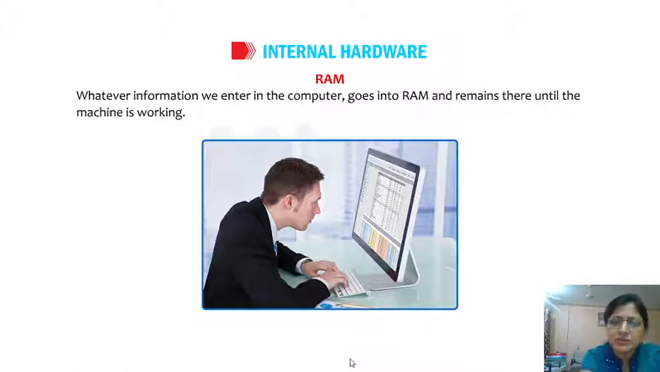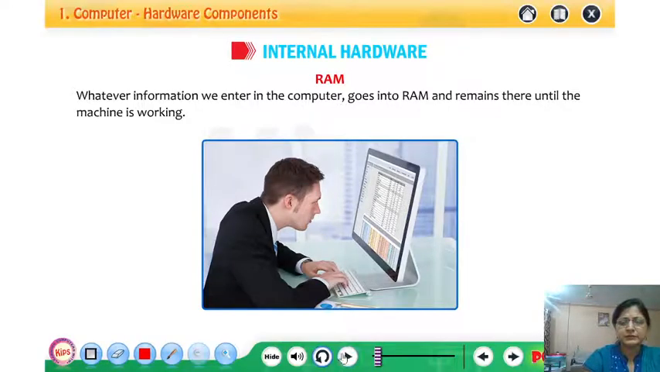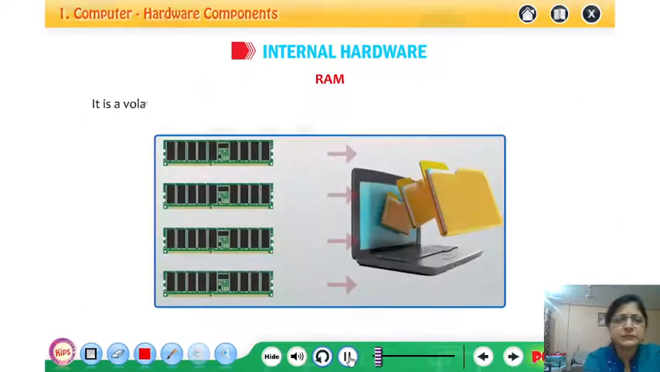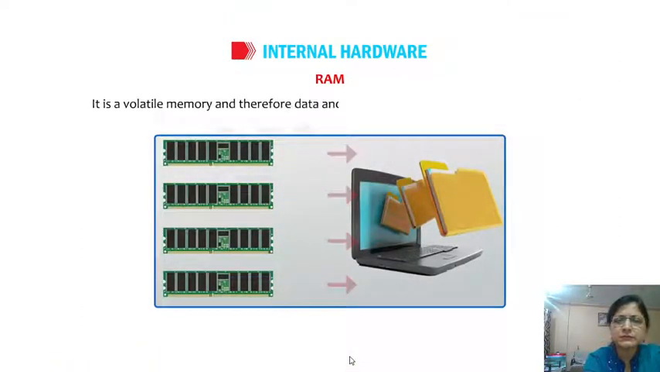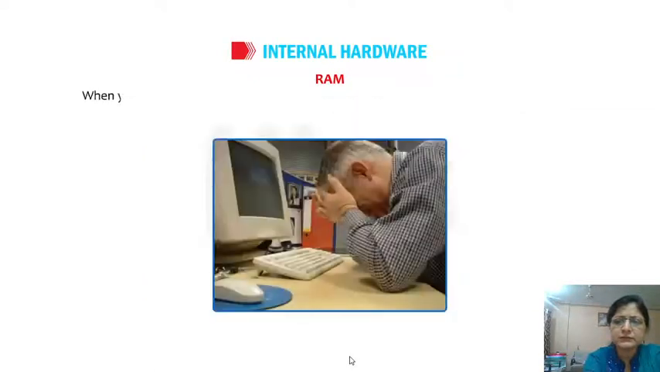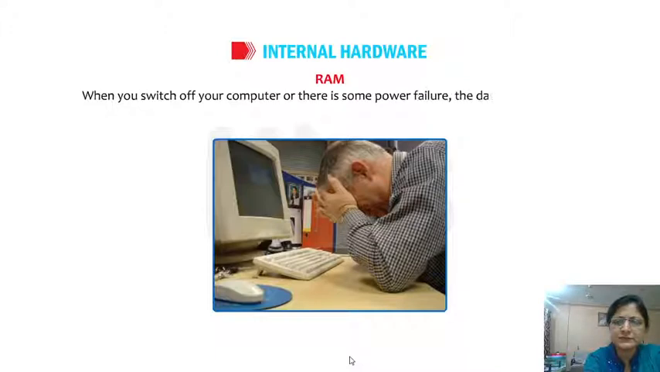The moment the machine is switched off, whatever is stored in the RAM gets erased. Okay, so this is temporary memory over here. Okay, now it is a volatile memory and therefore data and instructions are stored here temporarily. When you switch off your computer or there is some power failure, the data is completely erased.